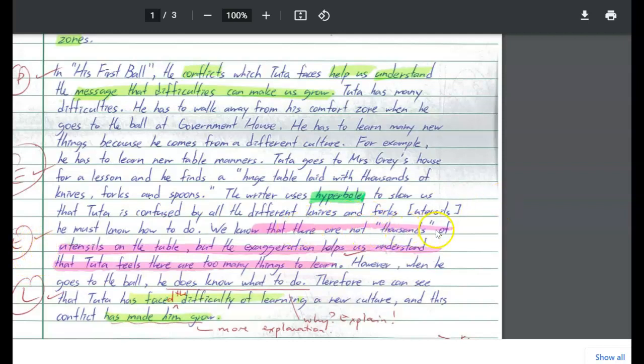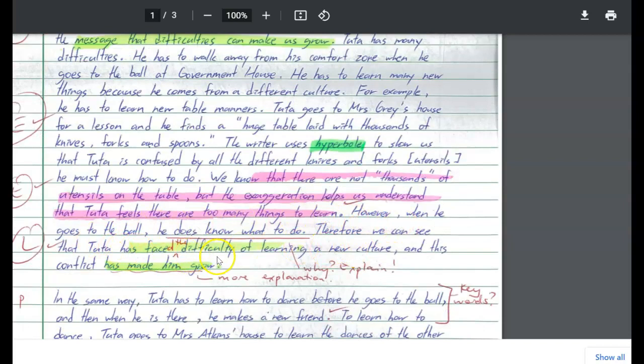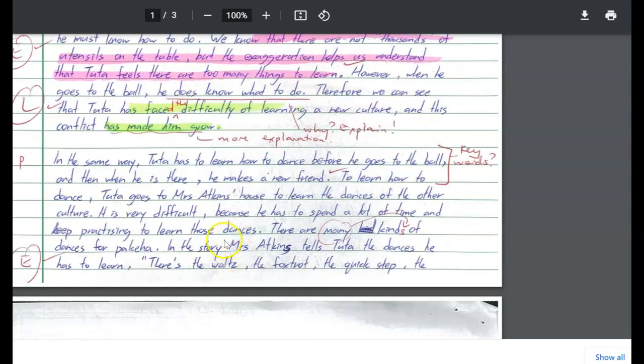We know that there are not thousands of utensils on the table, but the exaggeration helps us understand that Tuta feels there are too many things to learn. That is the effect of the hyperbole. That is what is important for you to put in your essay. You quote your quote, and you also put the analysis of the effect of the language feature, and then finally you finish your paragraph with a linking sentence with the keywords. So just about the way you use both questions.